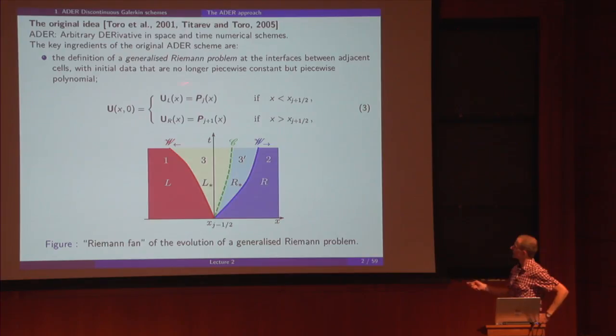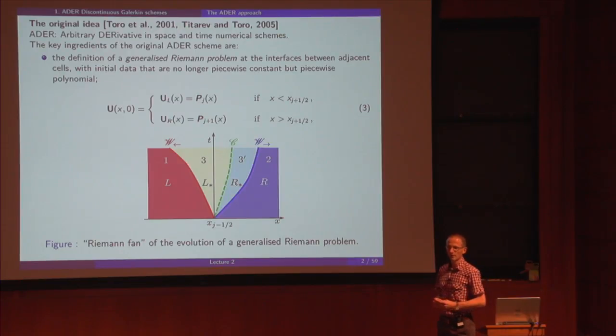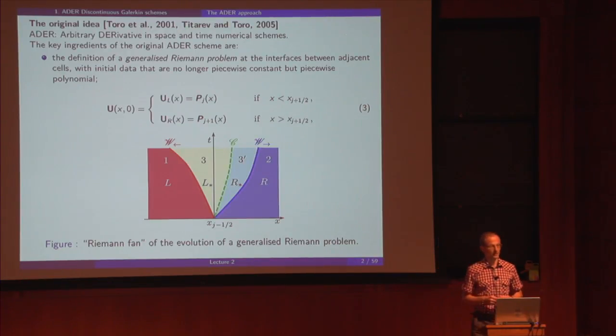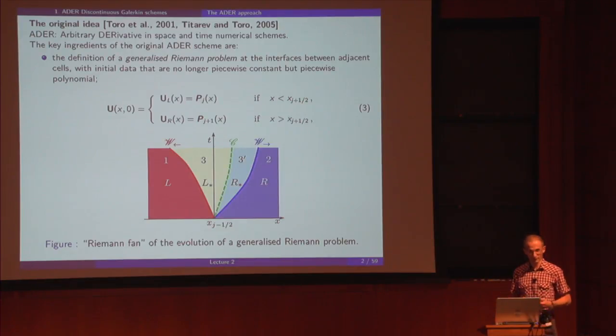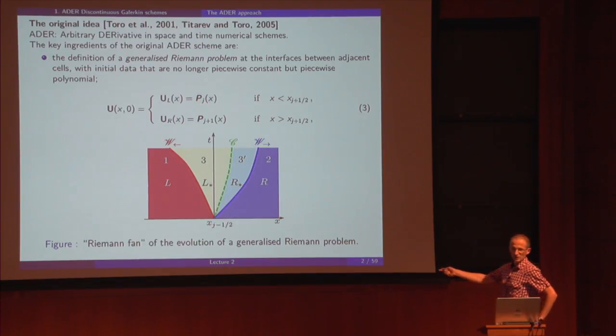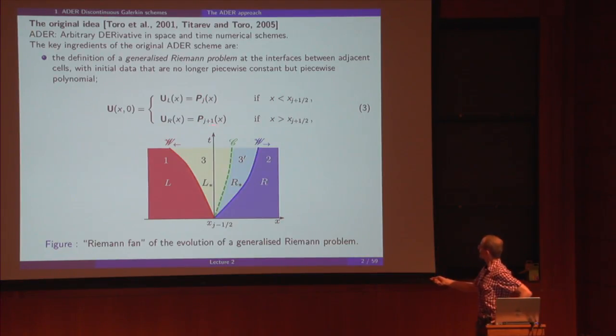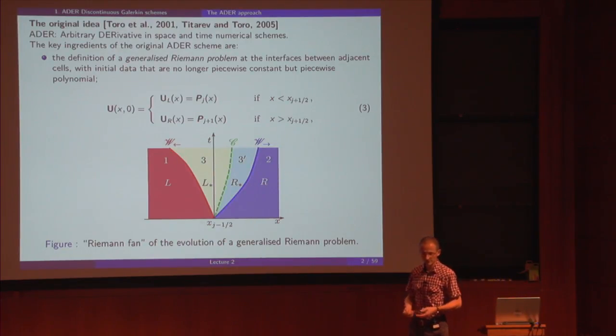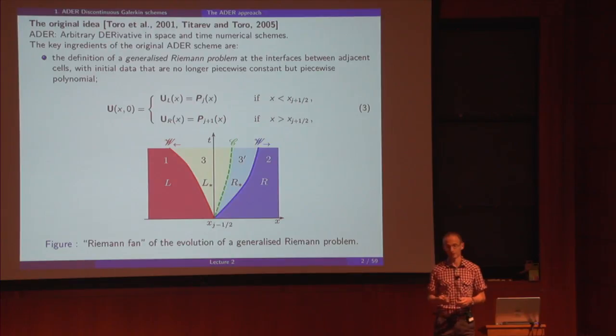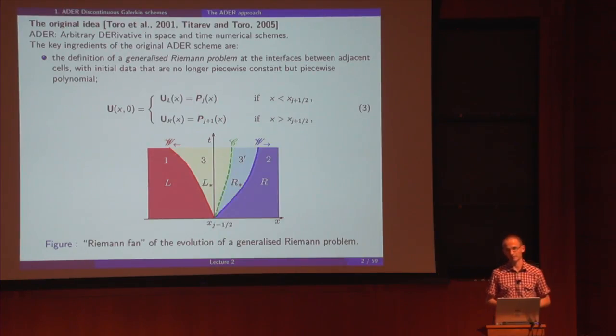It defines a generalized Riemann problem at the interface between cells. What is a generalized Riemann problem? It's a Riemann problem with initial states which are no longer constants, but polynomials. So you see here, on the left and on the right, there is not a constant, but a polynomial p_j(x). It is a polynomial on the cell j, and on the right there is another polynomial. So this Riemann problem is quite different from what we are used to, and solving this exactly is virtually impossible. It's not an academic exercise. You could even set up an experiment for this.